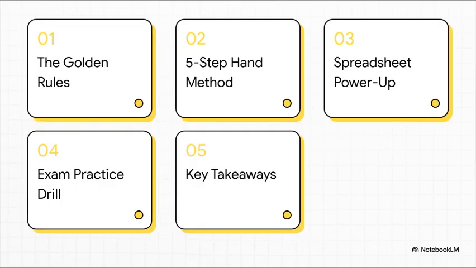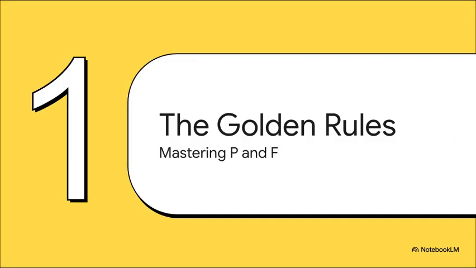So here's our game plan. We're going to start with 2 golden rules that are the key to, well, everything. Then we'll walk through a 5-step method for doing it by hand, power things up with some spreadsheet skills, run through a final exam-style drill, and then wrap it all up with the key takeaways. Sound good? Let's go. First up, the absolute foundation.